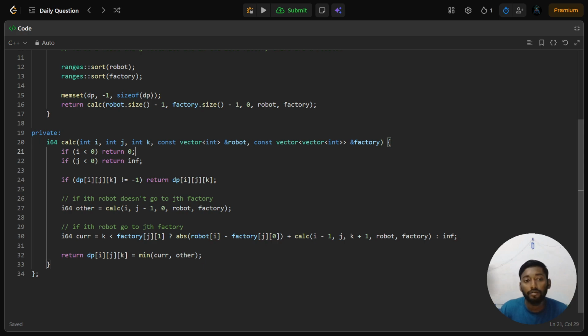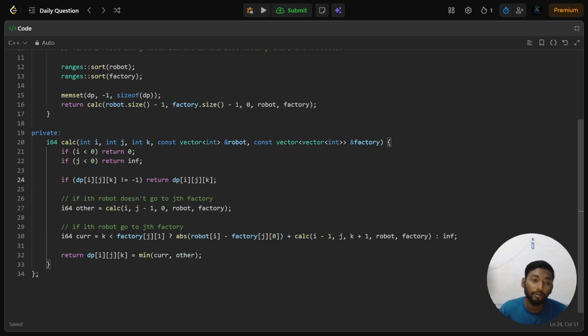So if I is less than 0, it means there are no robots left. If there is no robot left, then the distance covered by them will be 0. J less than 0 means there is no factory left, but definitely there is a robot. In that case, we will return infinity because that is not possible. And in the memoization, if we have already calculated it, we will simply return it.